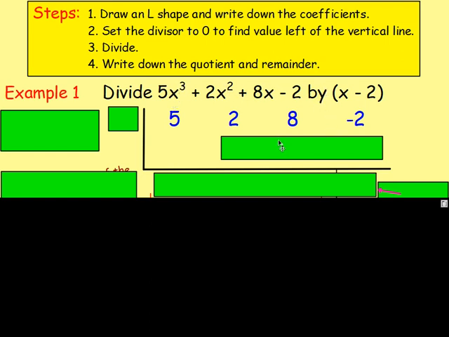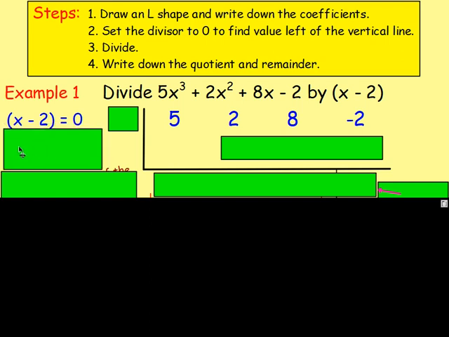So that's fine. After that, set the divisor to 0 to find the value to the left of the vertical line. So we're dividing by x minus 2. So set that equal to 0, solve for x, and x would equal 2. So we write a 2 to the left of the vertical line.